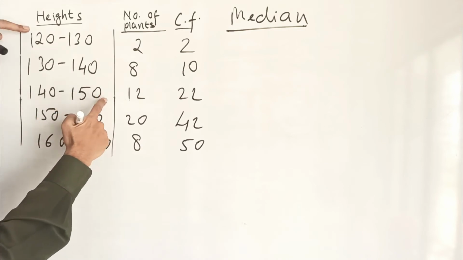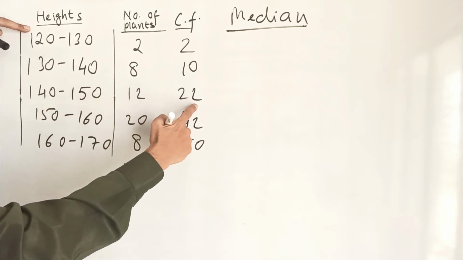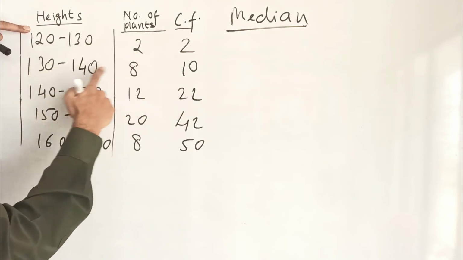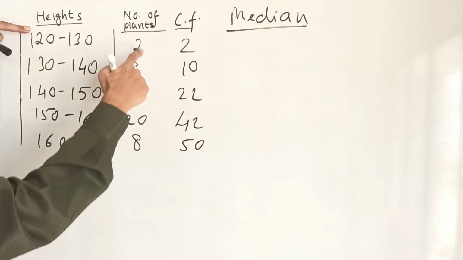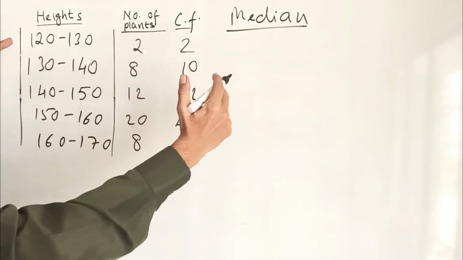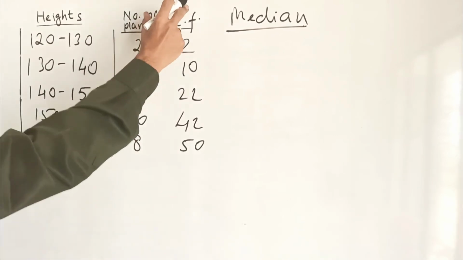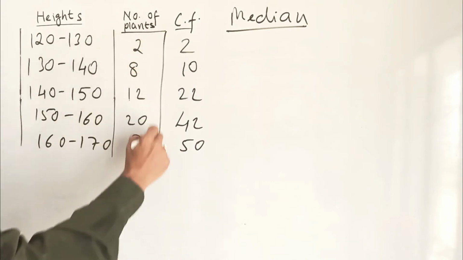What does it mean from 120 to 150? 22 plants. Because for this class interval there is 2, for this 10, for this 22. We will add all this, so this is called the collected frequency, cumulative frequency. Okay student, this we required. Now listen, our first step is over, meaning the cumulative frequency is over.